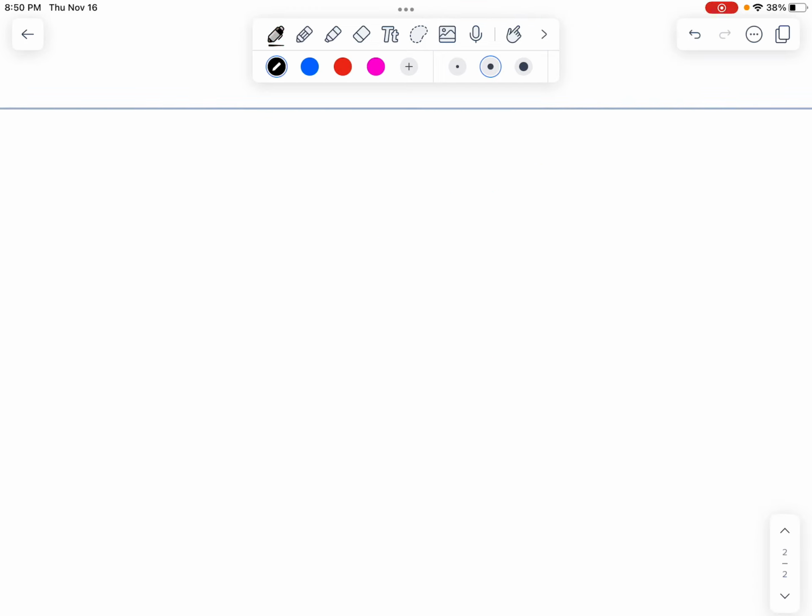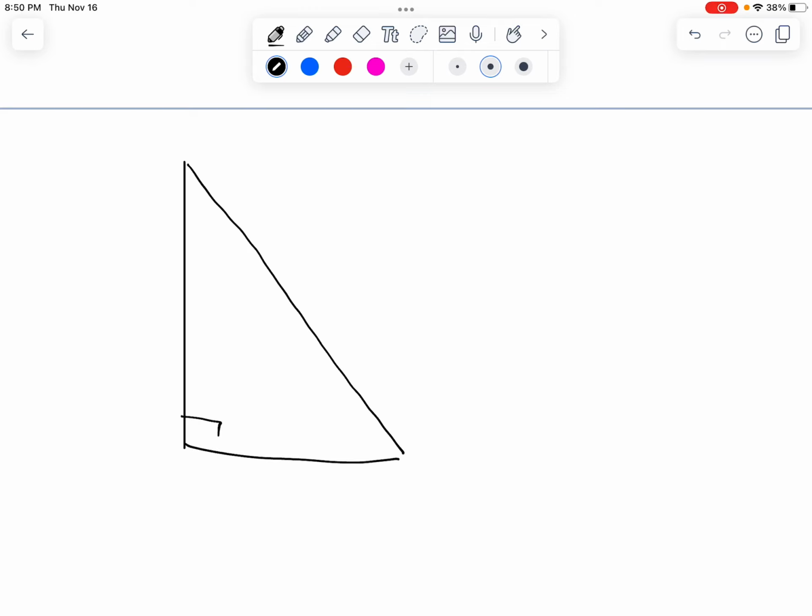Let's draw this triangle out here. Okay, so we've got this triangle. Let's say we know this angle here at the bottom is 39, and this side is 15, and we're trying to find x.